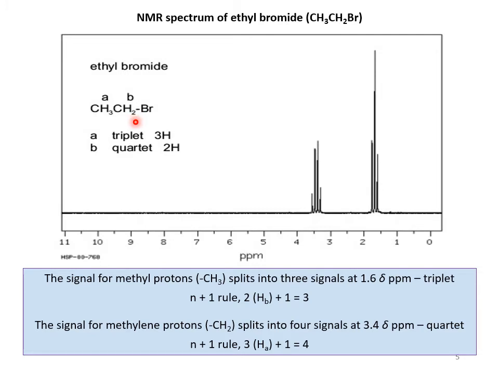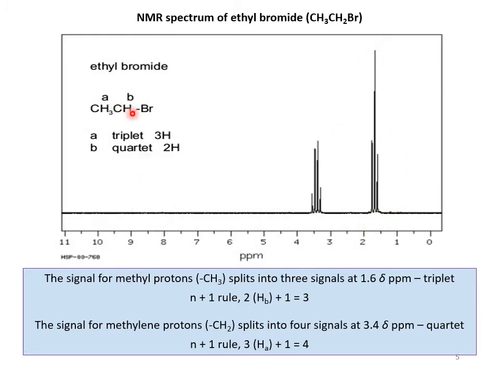Why? Because of spin-spin coupling. So here you can see why these protons are split into different signals. Again apply the n+1 rule. Since the methyl hydrogens are present adjacent to the methylene carbon, which has two hydrogens, therefore 2 plus 1 is equal to 3. Therefore this methyl group splits into three signals, that is a triplet around 1.24.